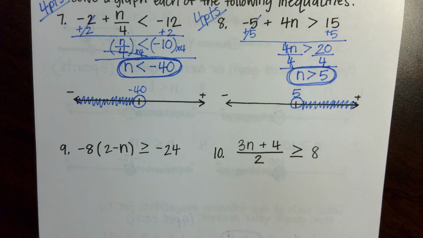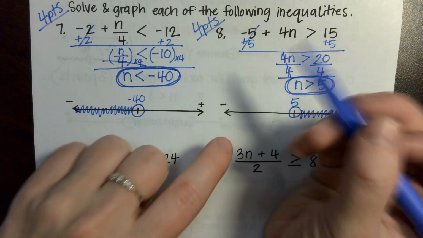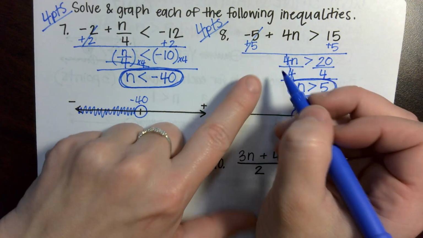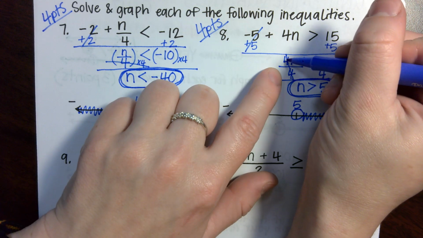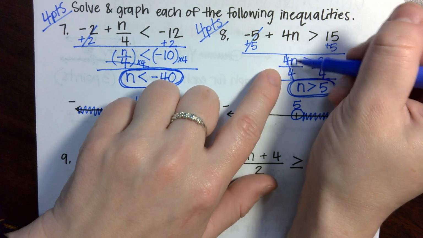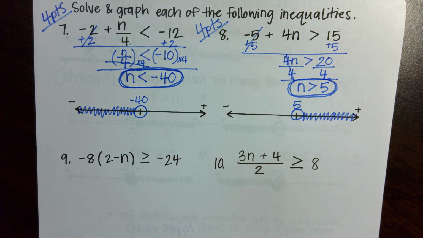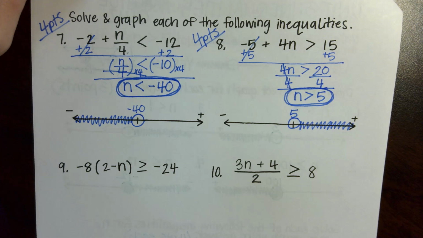Okay. So we divided by 4 or we times 4? On number 8, we are dividing by 4 because 4n means 4 times n. So we want to do the opposite to get rid of it. Any other questions about those, guys? I'm happy to answer.